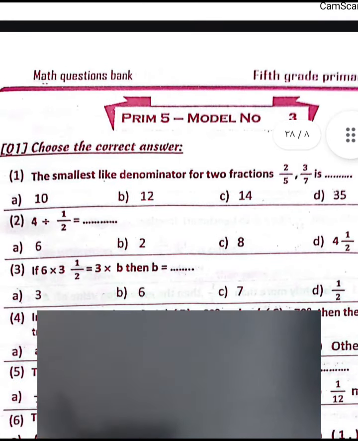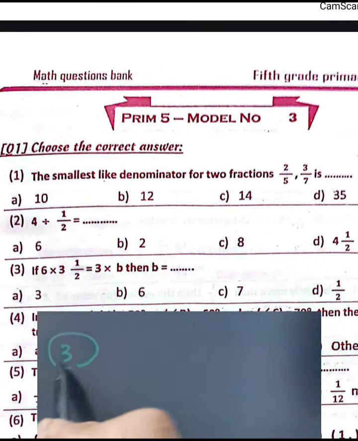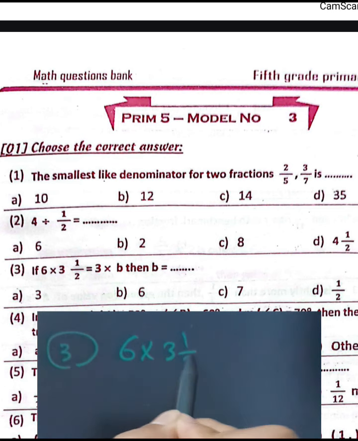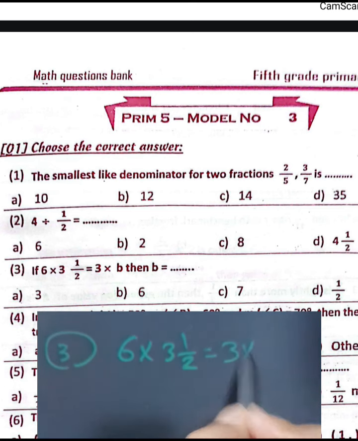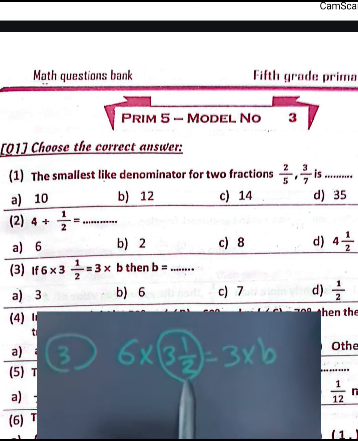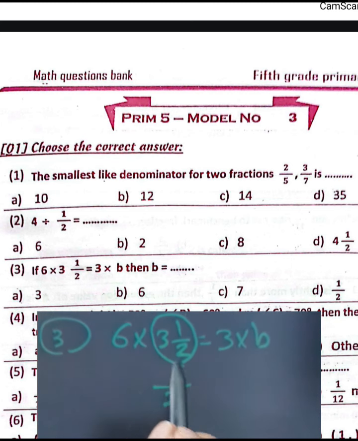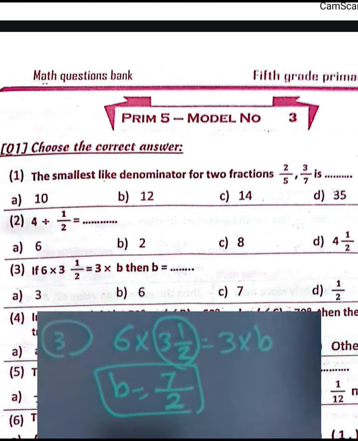Question number 3. If 6 multiplied by 3 and 1 over 2 equals 3 multiplied by b, then for the value of b, we must convert this number from a mixed number to an improper fraction. Write 2 in the denominator, and 2 times 3 equals 6, plus 1 equals 7. Then the value of b equals 7 over 2.